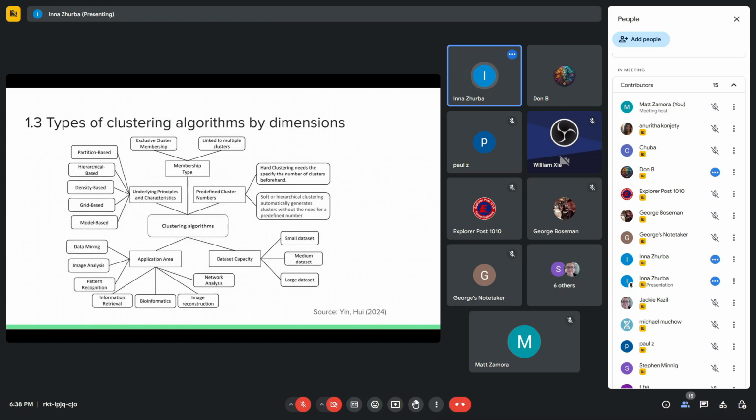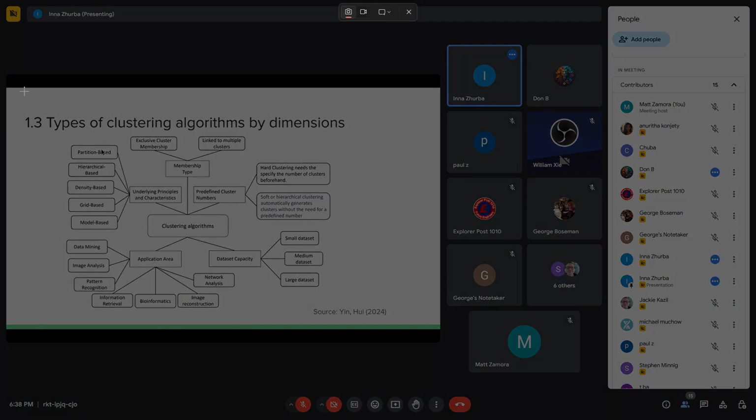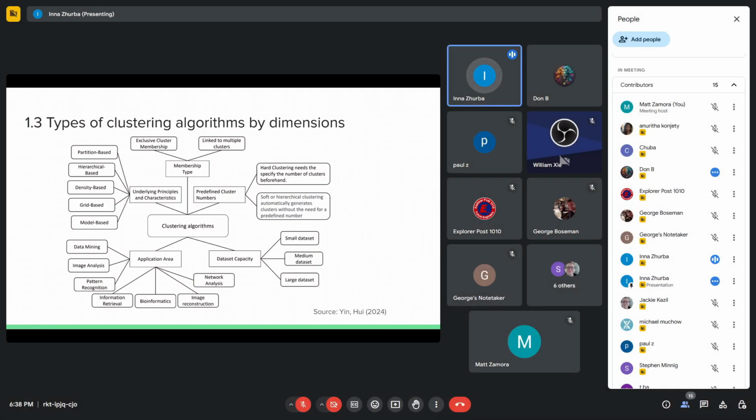We can divide various clustering algorithms by dimensions. So this is like a little tree showing what those dimensions can be. And talking about the k-means algorithm, so if we look at the partition underlying principles and characteristics of it, it's partition based. So it separates data points that we have into various parts.